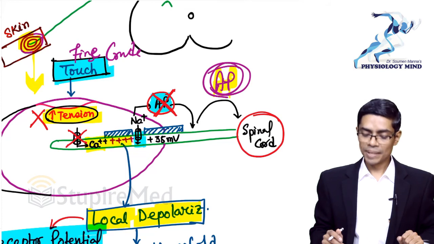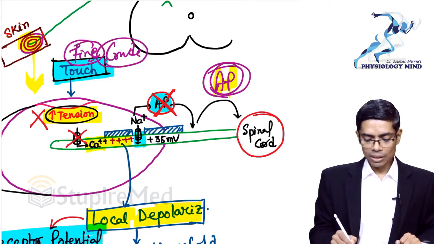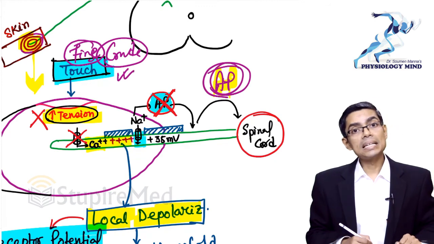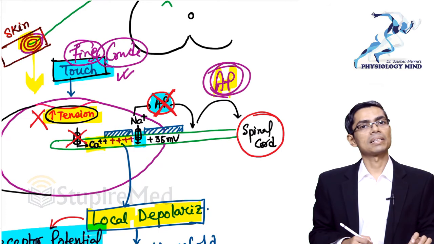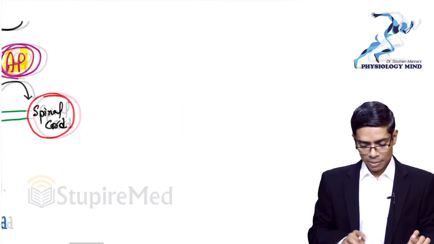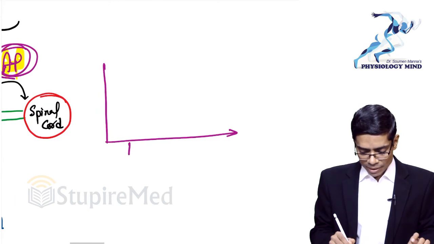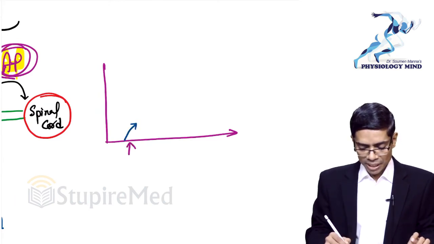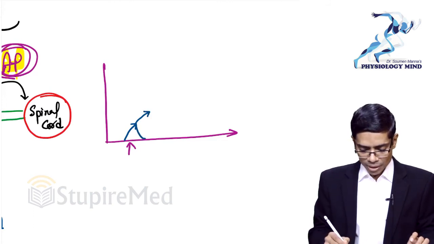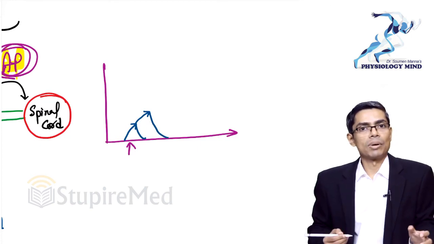So what will happen? If I give fine touch and if I give crude touch, it will increase the frequency of action potential. Am I clear? To explain this, see this. Suppose I am giving a stimulus here. Initially the receptor potential will be generated. If you stop stimulating in between, the receptor potential will vanish in the same time. That is a local potential.